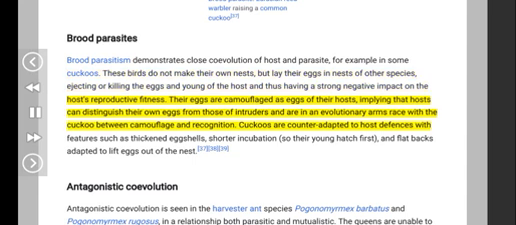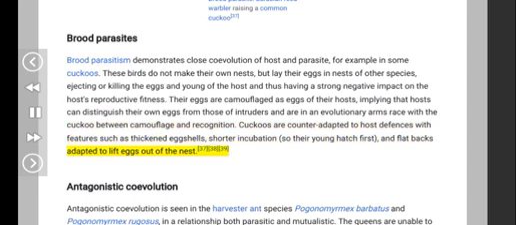Their eggs are camouflaged as eggs of their hosts, implying that hosts can distinguish their own eggs from those of intruders and are in an evolutionary arms race with the cuckoo between camouflage and recognition. Cuckoos are counter-adapted to host defenses with features such as thickened eggshells, shorter incubation so their young hatch first, and flat backs adapted to lift eggs out of the nest.